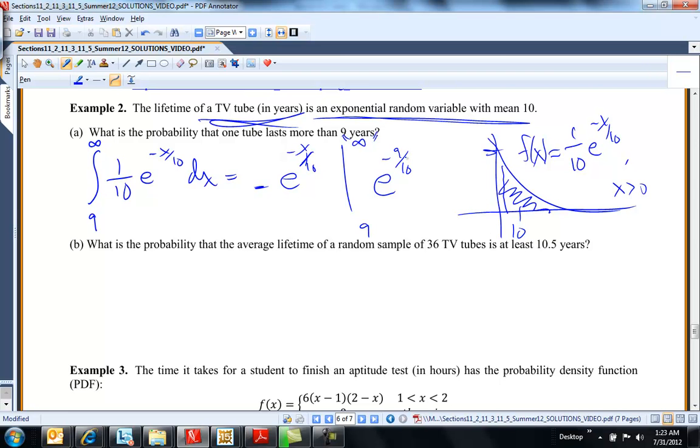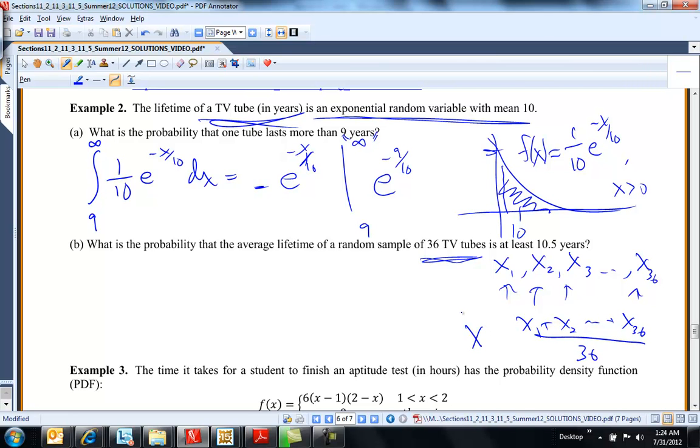Now down here, we're asking a different question. We're going to take 36 of these tubes, 36 different tubes. X1 is the lifetime of tube 1, X2 is the lifetime of tube 2, X3 the lifetime of tube 3, up to X36. If we were to look at the lifetime of each one and average all their lifetimes, I'm going to call that capital X bar. What's the probability that the average lifetime is at least 10.5 years?